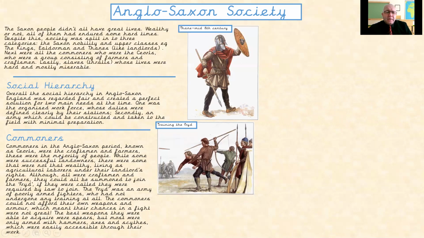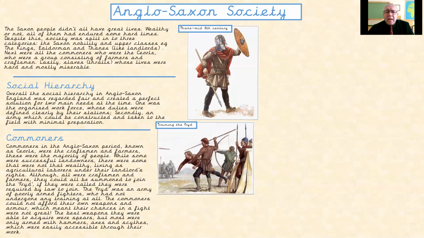So what that paragraph is telling us is that the biggest part of the social hierarchy, the biggest part of those three levels, was this middle group, the commoners. Now, the commoners were the farmers, the craftsmen, and so on. Some of them owned their own land. Some of them were just the skilled workforce for their landlords. But they were legally required to join the fyrd. Now, the fyrd was basically an army, a group of men who, by law, had to fight if their king called on them. So they would join this makeshift army.